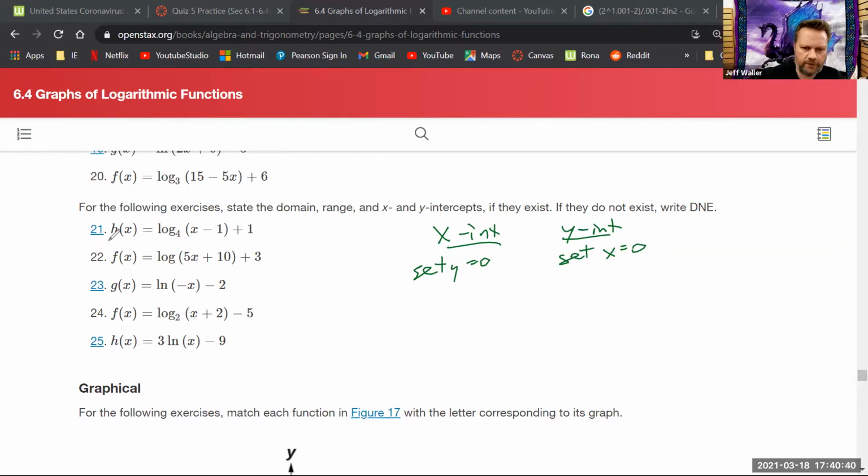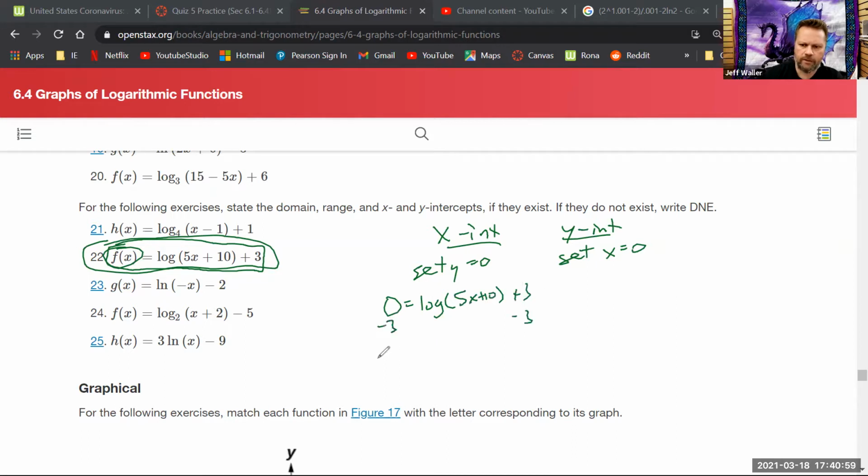So if I do, for example, number 22, where is Y in this equation? F of X. Good. So if I set Y equal to 0, what do I have to do to solve this? I've got to subtract 3. Is there anything wrong with what I've just written down in terms of solving it? You guys cool with this so far?